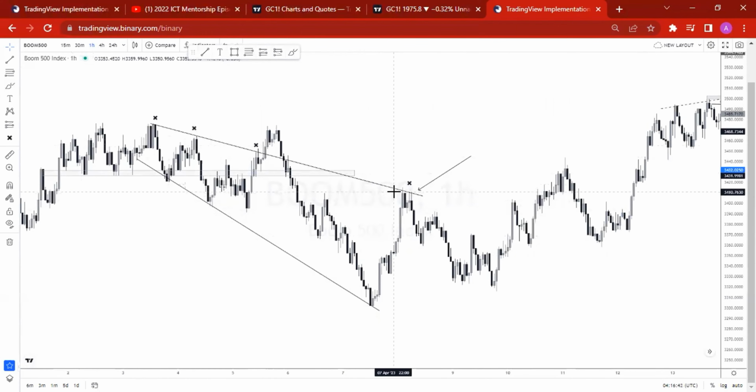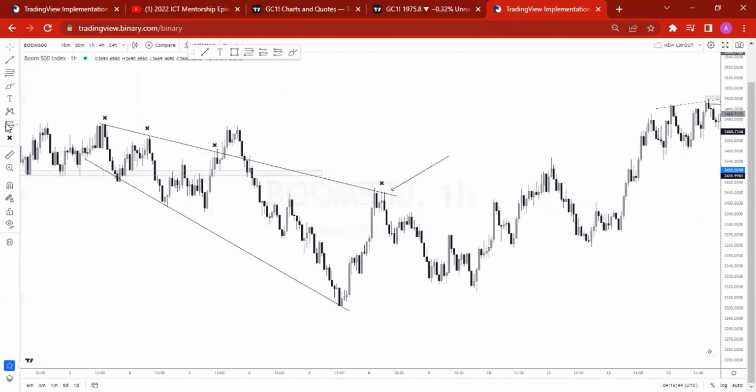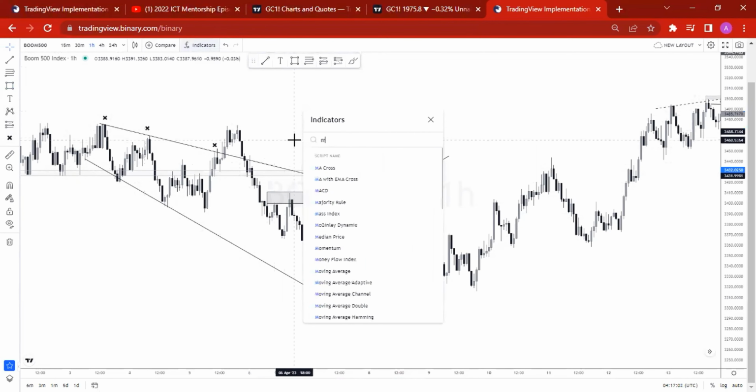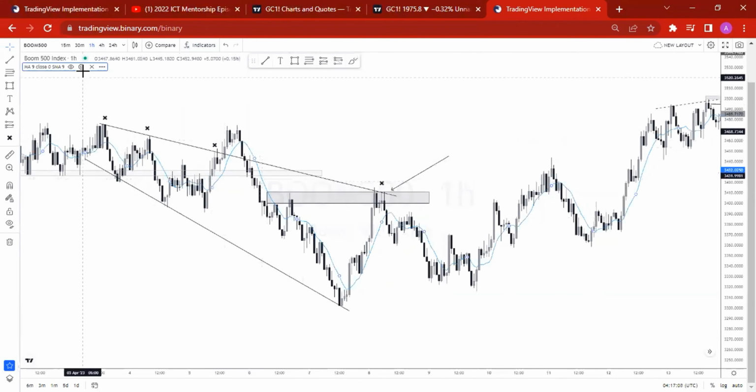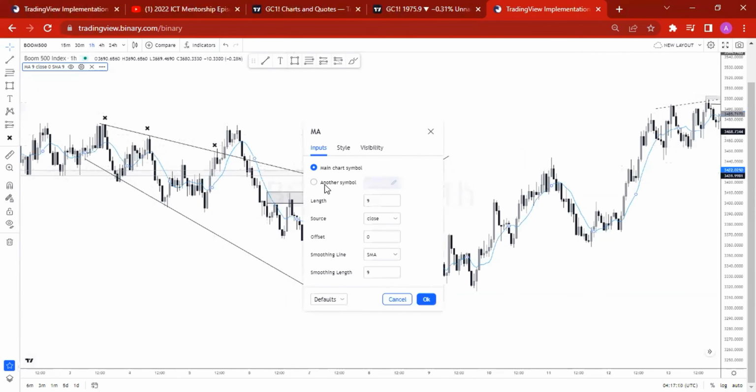All right. Now, what other confirmation do we have? We can also say that we actually have this resistance here. This resistance here is actually in play also. So now this has given us confluence. All right. Then if possibly you want to add an indicator, if I must use an indicator, I sometimes apply only the moving average 200. All right. This is one of my trading model or strategy. I don't know what to call it, but this is how I do it sometimes.